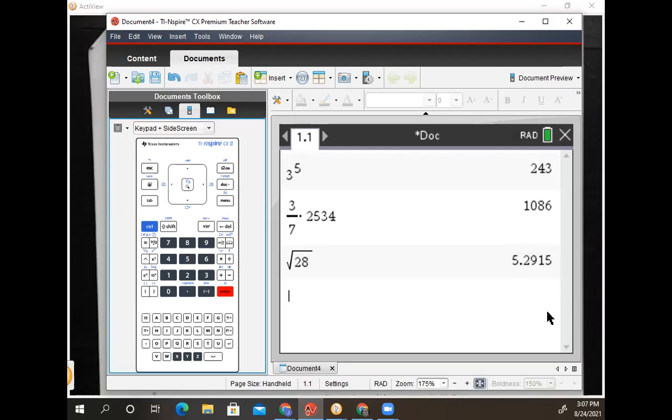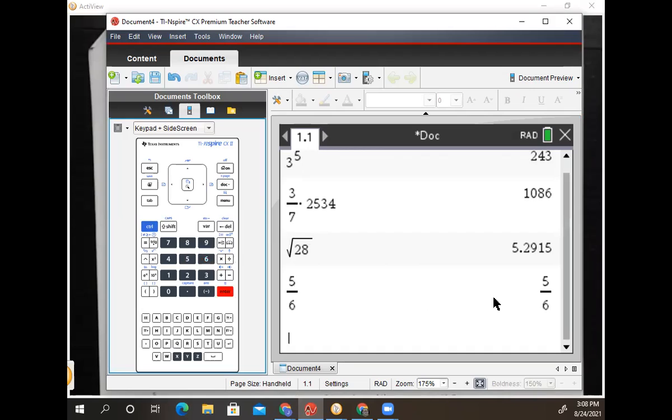And then let's take a look at number 5. Number 5, I have 5 over 6. I have a fraction there that I want to approximate. That's what that squiggly equal sign means. What is this approximately? So what would it be as a decimal? How can I change a fraction to a decimal on my calculator? Divide the 2 numbers. So 5 divided by 6 and hit enter. It spit out 5 over 6 again.